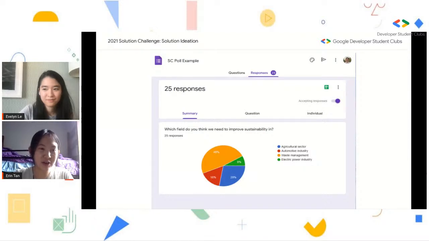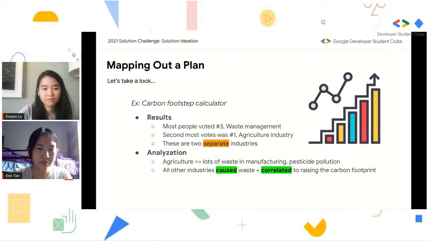And so these are our results. As you can see, the waste management sector was the top choice in your community, while the agricultural sector was the second top choice, then the automotive industry, and then the electric power industry. As you can see here, these two industries, waste management and agriculture, were the top two. These are two separate industries, but let's analyze it.